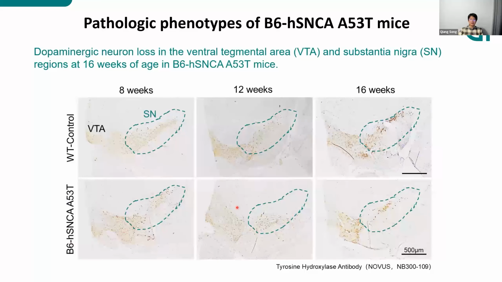Another hallmark of Parkinson's disease is dopaminergic neuron loss. We detect dopaminergic neuron loss in the VTA and SN regions at 60 weeks of age in our SNCA A53T mouse model.